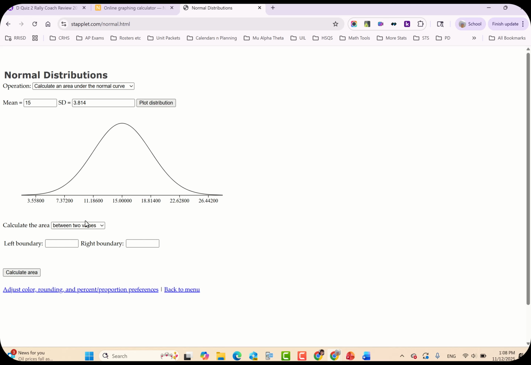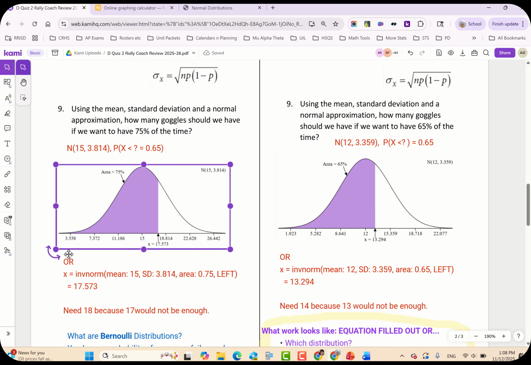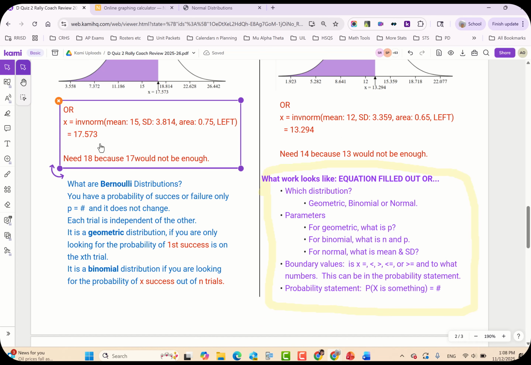And I want to know how many goggles I should have if I want to cover 75% of the time. So that means I'm going to be starting from the left. I actually want to calculate a value, not an area, and my area I want to be 0.75. So I'll enter 0.75, and it says left tail. Calculate. Go ahead and click the dots. And boom, there you go. I'm getting 17.57. So for partner B, I got 17.57.